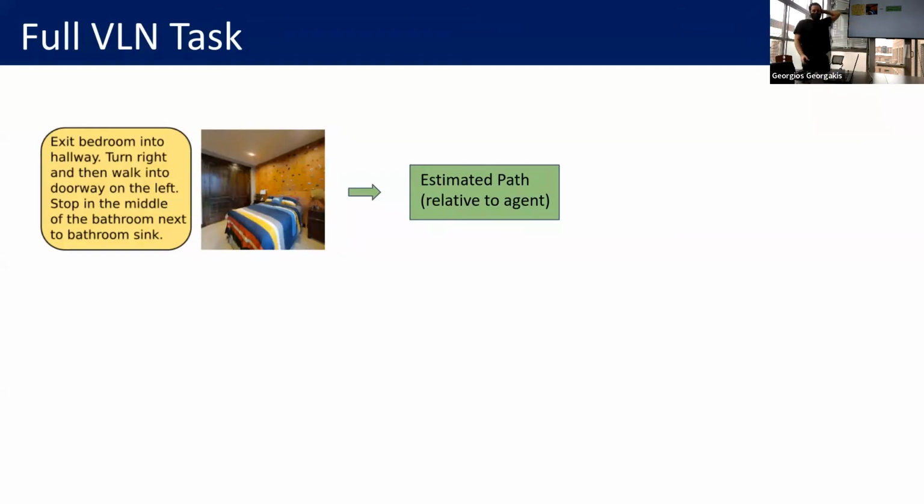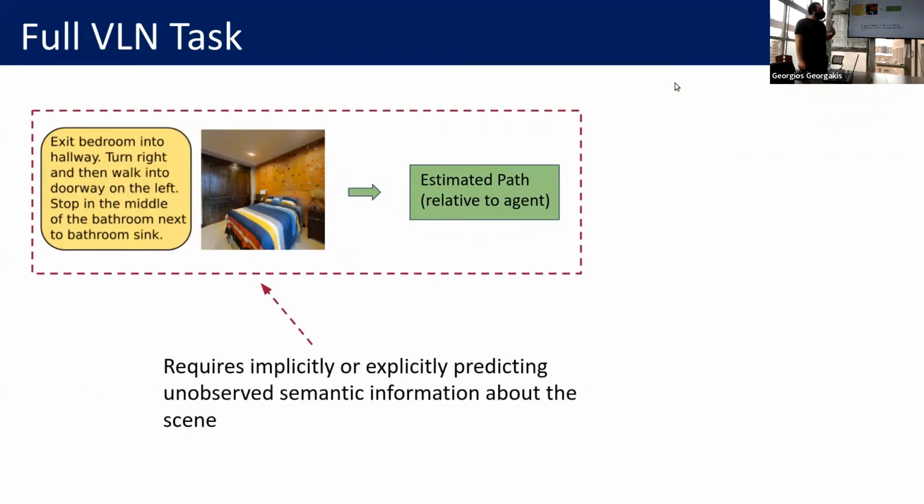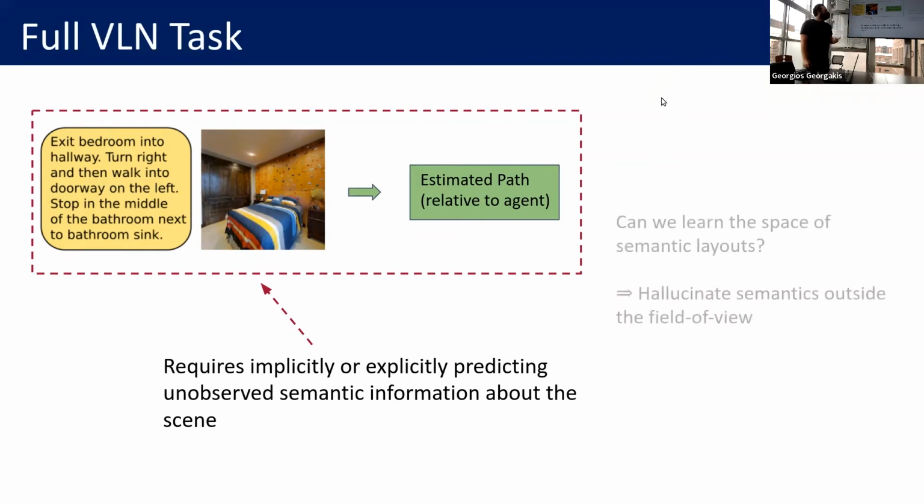And so this implicitly means that you are required to predict unobserved semantic information about the scene here. You need to be able to infer what is the most probable location for the door to exit the bedroom, if it's on the left or the right. And you need to be able to take into account the semantic structure, the semantic layout in the scenes.